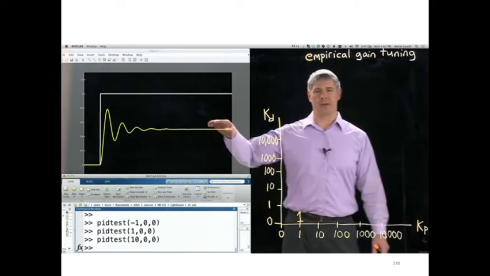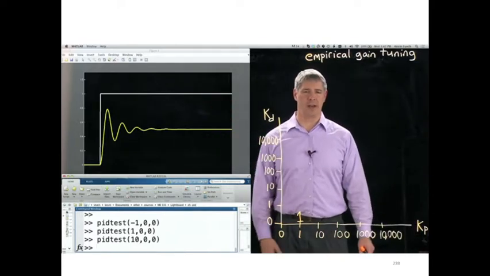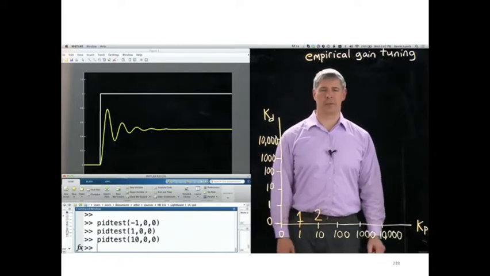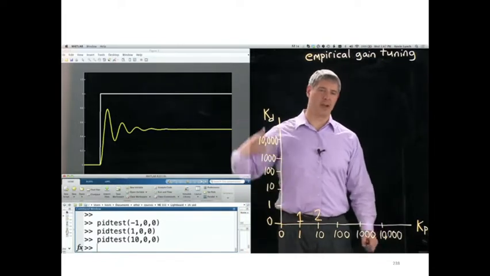Now you can see that we're coming closer to the desired value. So this is my guess number 2. But we're still pretty far away. Let's try increasing it by another factor of 10.